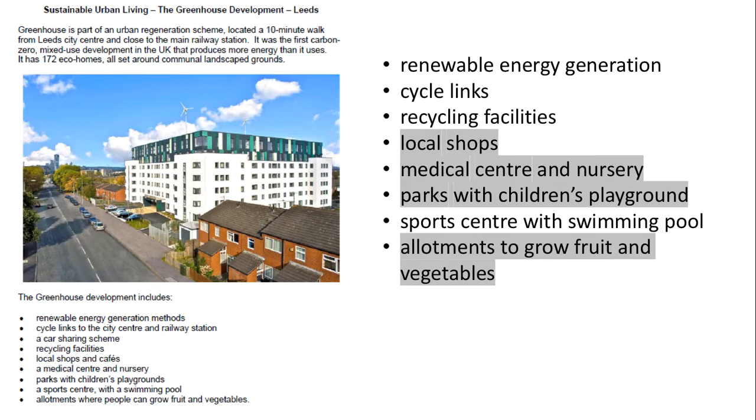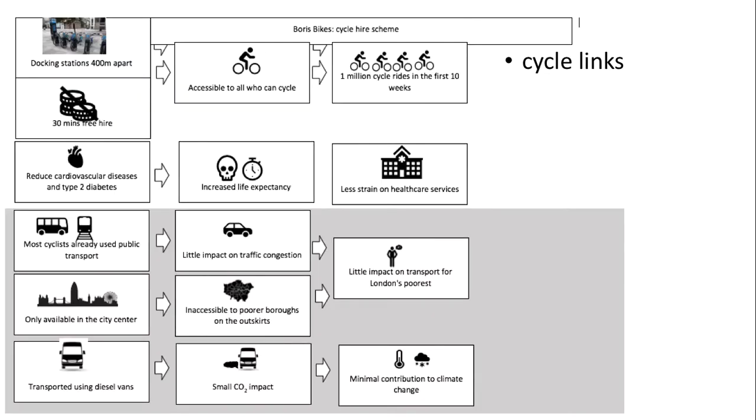Right. So the second bullet point is cycling links. That just means that the greenhouse development is connected to the centre of town with a cycleway. It's also connected to the railway station. So what do we know about cycling that we can write about?